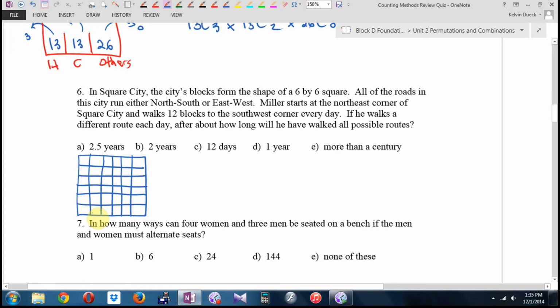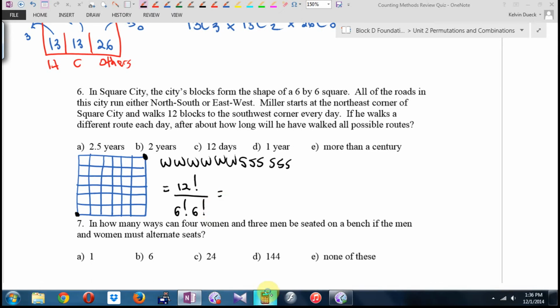It says I start in the northeast corner and I get to the southwest corner. It looks like every one of these routes is going to require me to go, I guess not right this time. You know what? Since they said directions, I'm going to go west 6 times and south 6 times. The total number of routes is going to be 12 factorial over 6 factorial, 6 factorial.